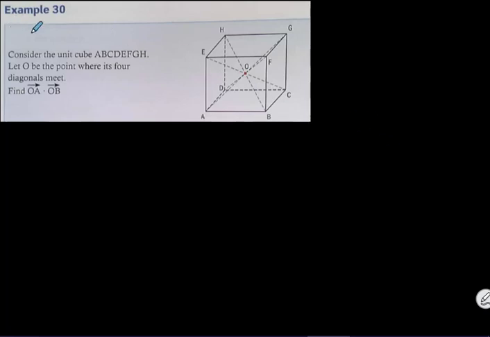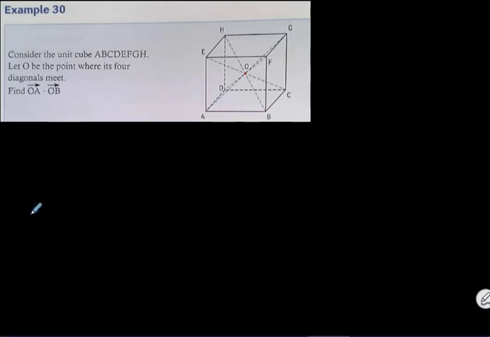Hello, we're going to look at example 30, and it says consider unit cube A, B, C, D, E, F, G, H. So all this is a unit cube, so that means each edge of this cube has length 1. Let O be the point where the four diagonals meet. So they've drawn the diagonals, and they meet at this point O. Find OA dot product OB. So OA dot product OB.